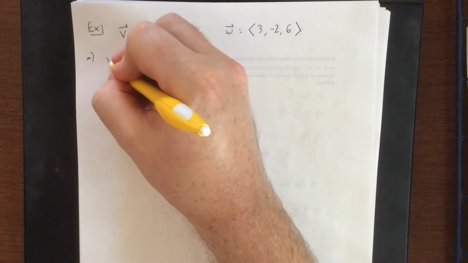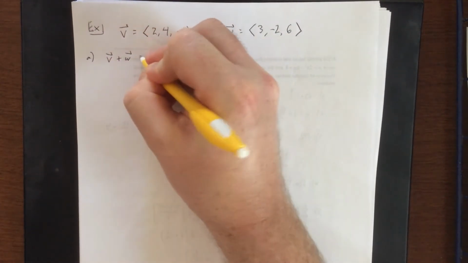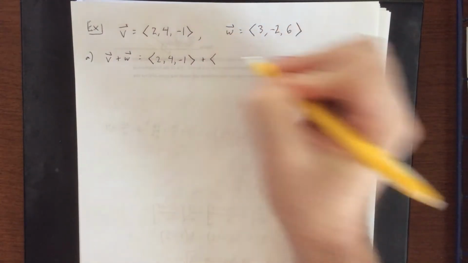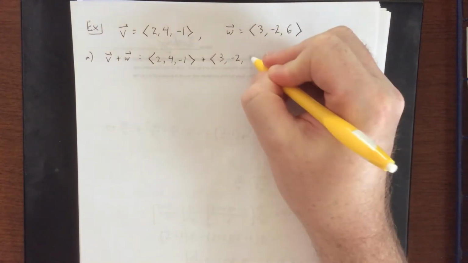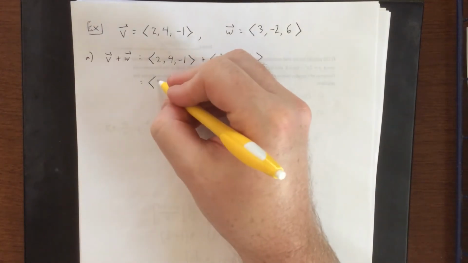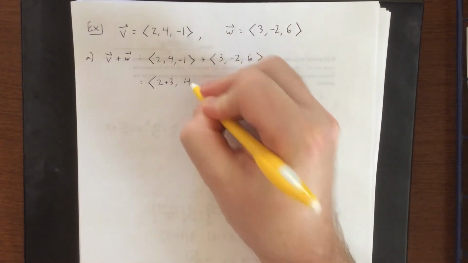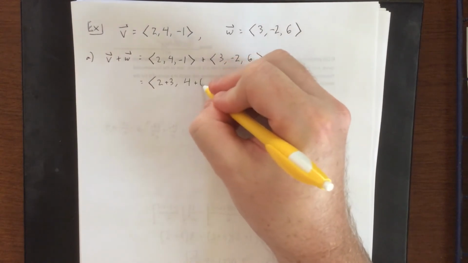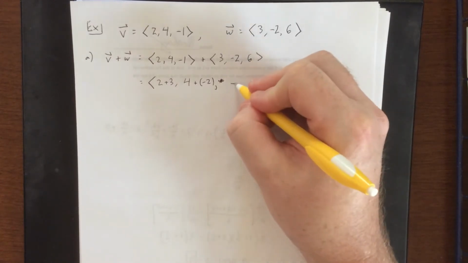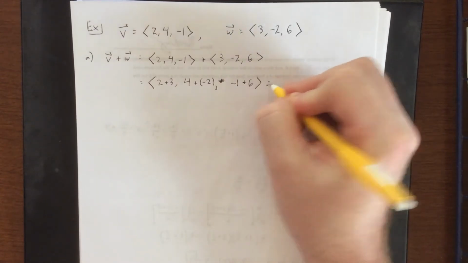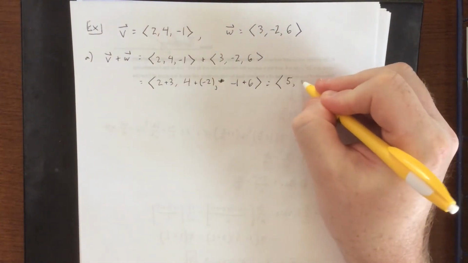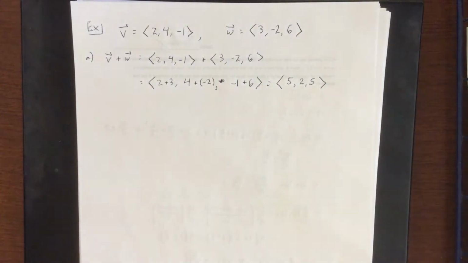So let's start with just a simple vector addition. We'll do v plus w. So we'll take the vector 2, 4, -1, and we will add it to the vector 3, -2, 6. So adding each of these components together, the first component will be 2 plus 3. Second component will be 4 plus -2. And the third component will be -1 plus 6. Perform those hopefully very simple arithmetic steps. We'll get a 5 and a 2 and a 5. Boy, I hope I know how to do arithmetic.